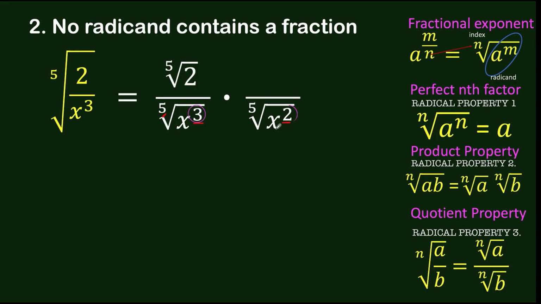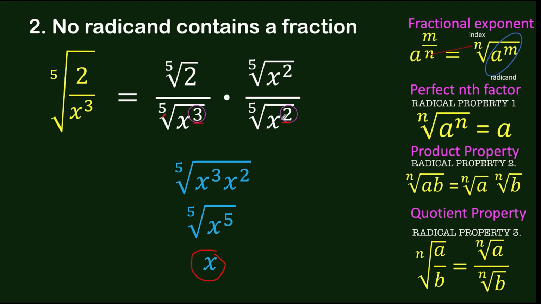So when you simplify the denominator, it would look like this. You have the fifth root of x cubed times x squared, which is combined as the fifth root of x to the fifth, applying the product property of exponent. And the fifth root of x to the fifth is equal to x according to the perfect nth factor property. So by multiplying the denominator by this quantity, we are making our denominator become x. But whatever you did in the denominator, do the same thing in the numerator. The reason is this number divided by itself is equal to 1, so you are just multiplying the given radical expression by 1. The value does not change, only the form is being changed.